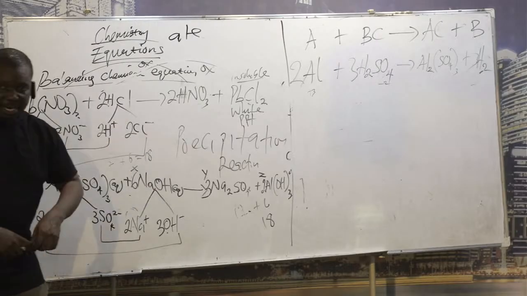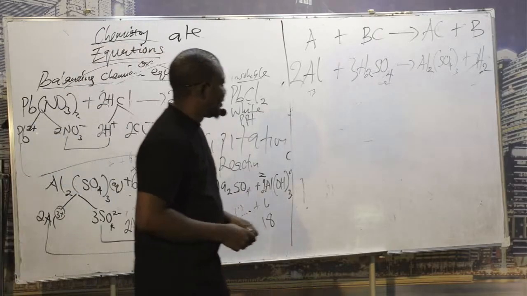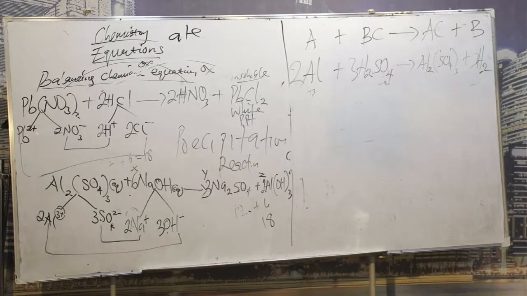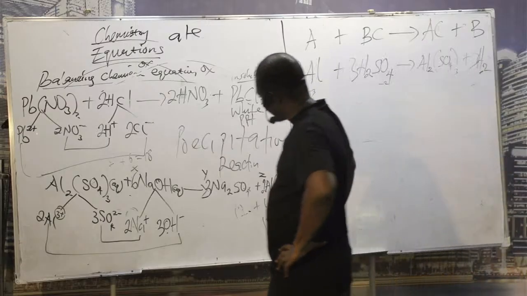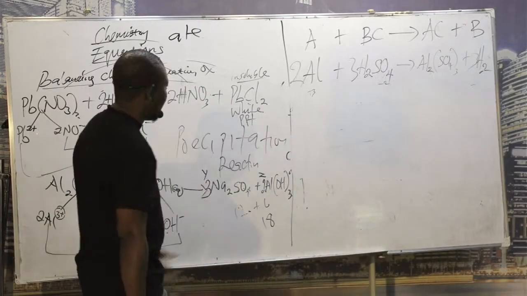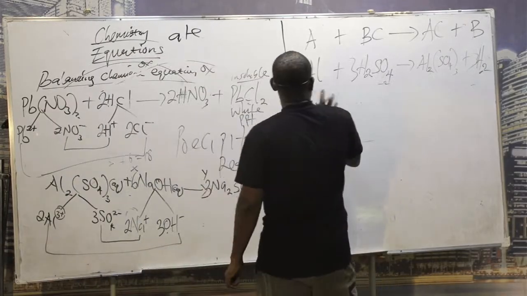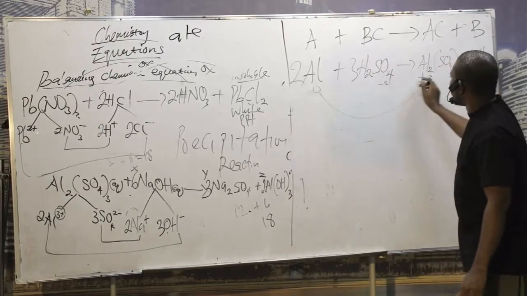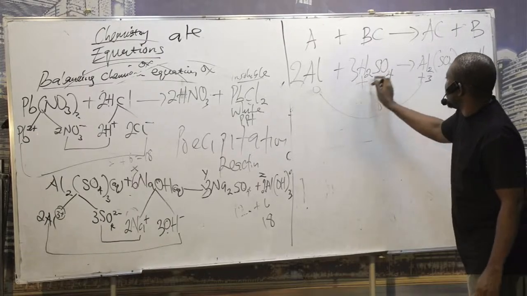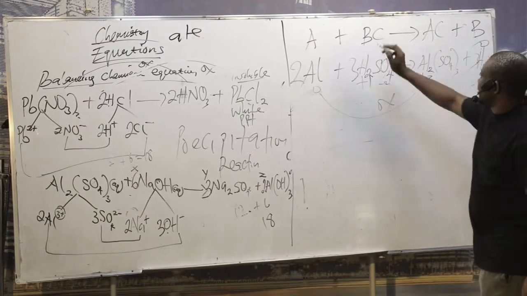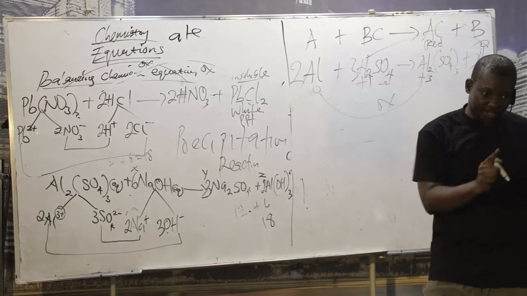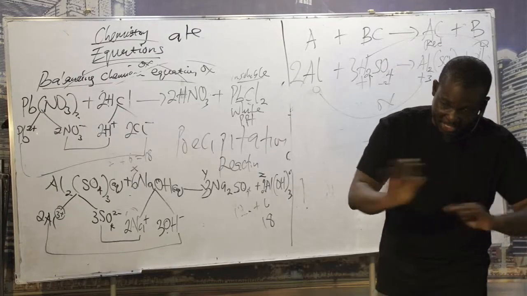Confirm if the reaction is redox. Of course, it's a redox reaction because this is 0, but here is what? 3. Oxidized. This H is combined; here it is not combined. From here it is what? Reduced. So if it is single displacement, it is redox, but if it is double displacement, it is not what? Redox.